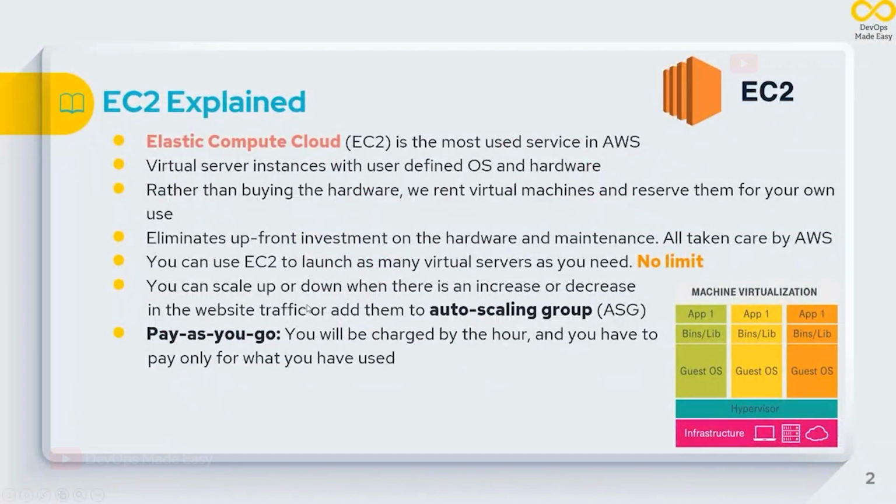So what is an EC2 instance? This is basically the most used service in AWS because it is a VM. Anyone can create a VM, install any software, and run that application. These are virtual server instances with your own set of operating system and hardware. You decide what operating system you want to run in that VM, and it's also your choice of hardware, how much CPU, how much RAM you want that VM to run. Instead of buying your own hardware, we rent virtual machines inside the cloud.